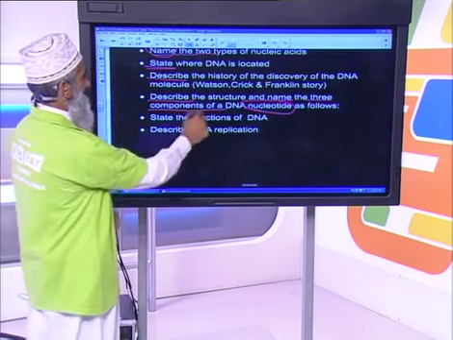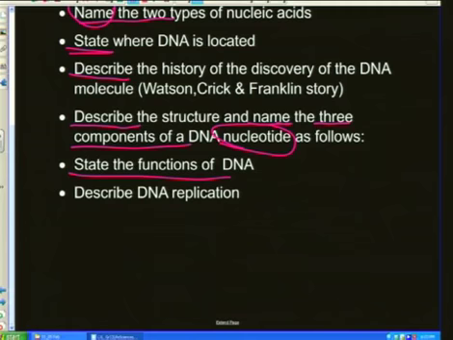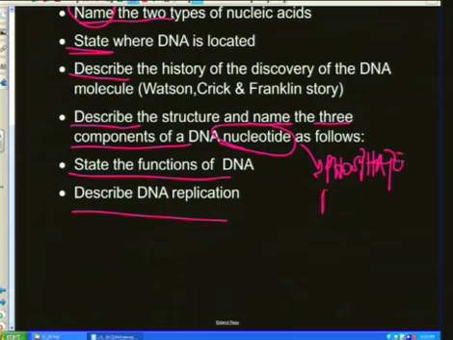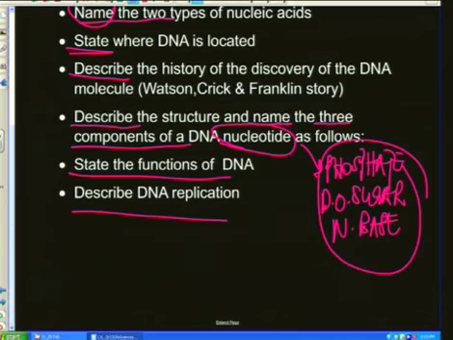As follows. State the functions of DNA and describe DNA replication. The three components missing here for some reason are the phosphate, the deoxyribose sugar, and the nitrogenous base. These three things make up a nucleotide, but we're going to go into details just now.